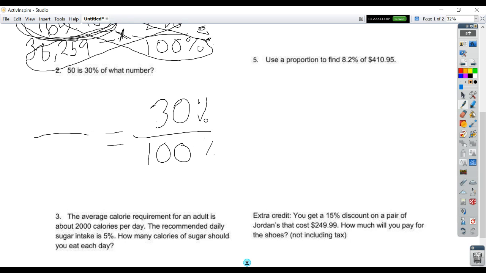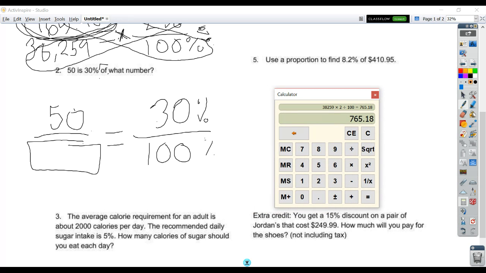Then it says 50 is, well, it's of what number? I don't know what it's out of, but I know that it is 50. So that's going to go on top, and we don't know what my solution is because it says of what number. So it's out of what? I don't know what it's out of, so I put a box there.